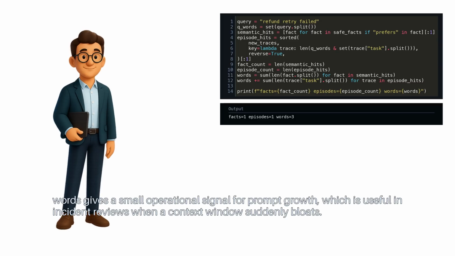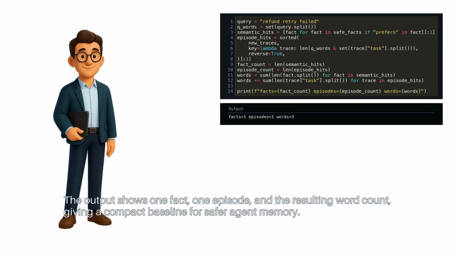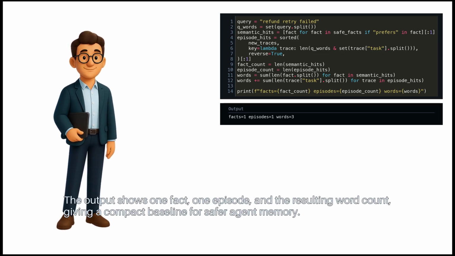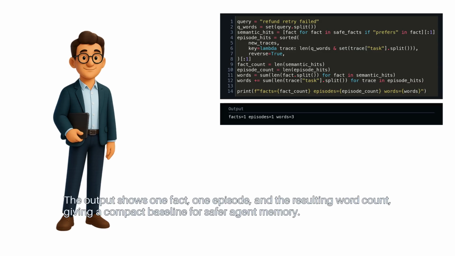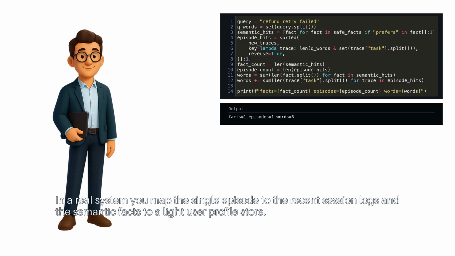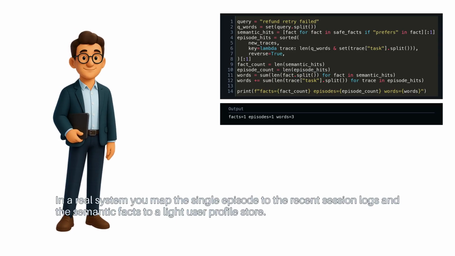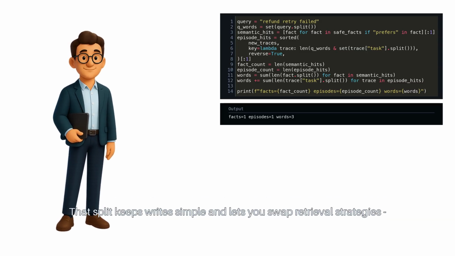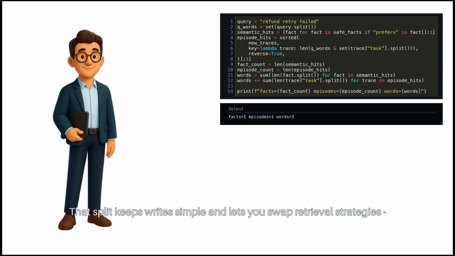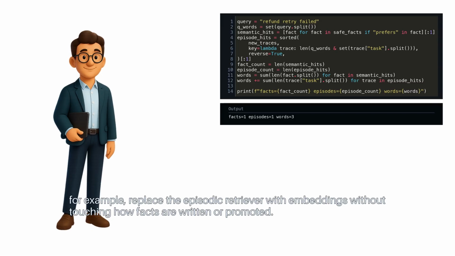Words gives a small operational signal for prompt growth, which is useful in incident reviews when a context window suddenly bloats. The output shows one fact, one episode, and the resulting word count, giving a compact baseline for safer agent memory. In a real system, you map the single episode to the recent session logs, and the semantic facts to a light user profile store. That split keeps writes simple and lets you swap retrieval strategies. For example, replace the episodic retriever with embeddings without touching how facts are written or promoted.